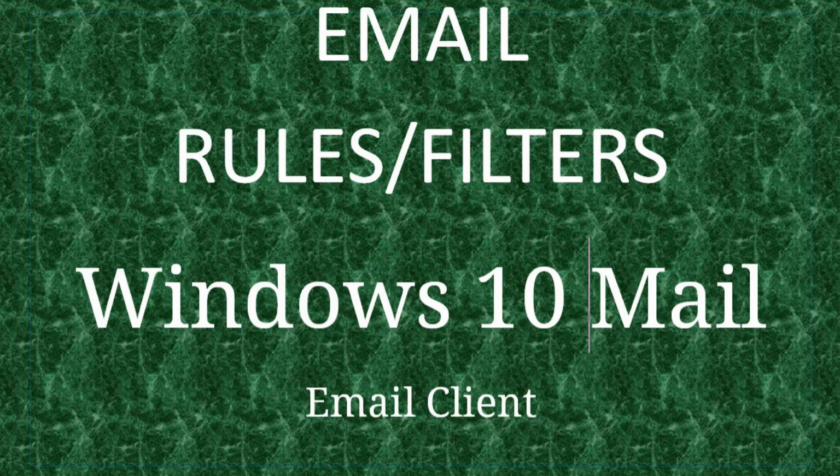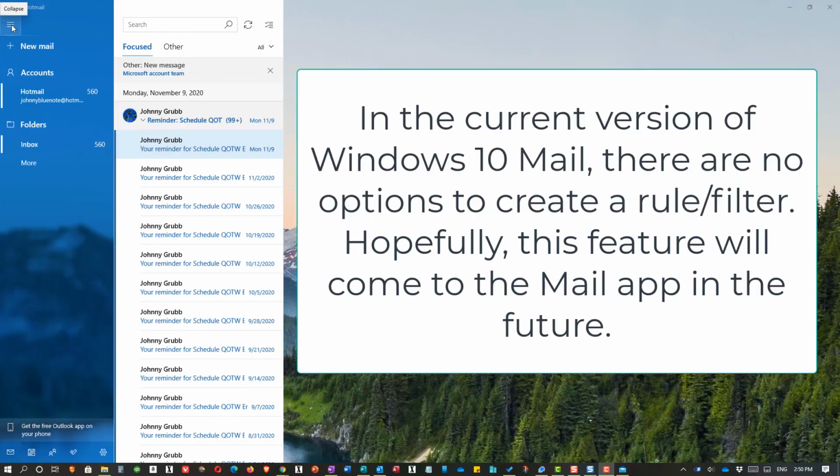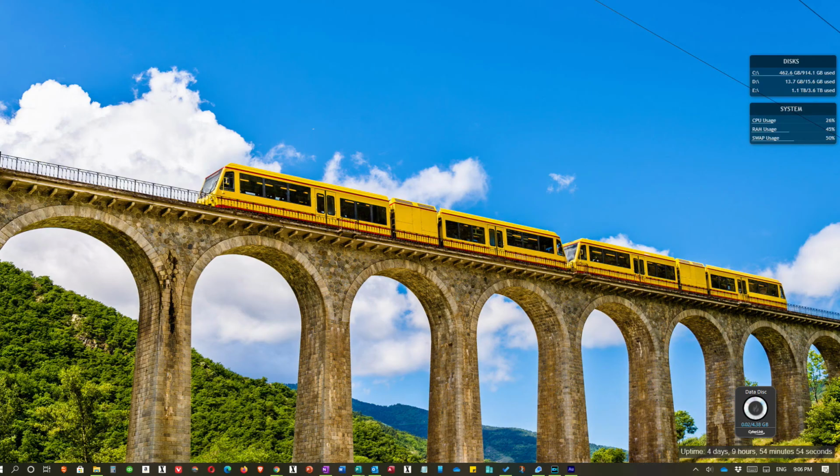All right, Windows 10 Mail Program. I have some bad news if you like to use filters or rules. In the current version, there are no options to create a rule or a filter. Hopefully this feature will come to the Mail app in the future, but right now there are no options to create rules. That's it for this video.